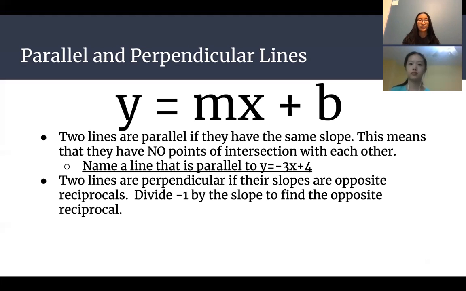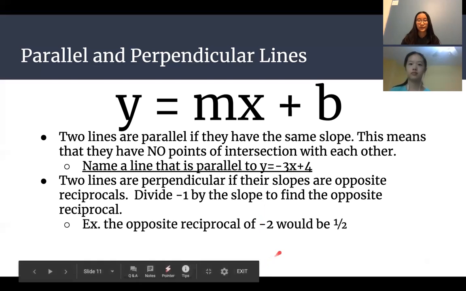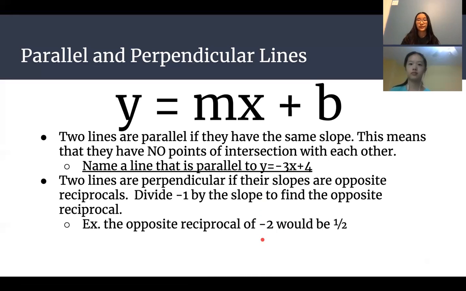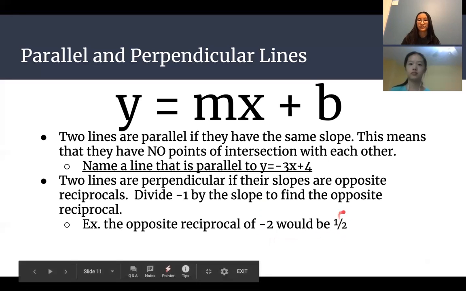And now here's how to find lines that are perpendicular. Perpendicular means that they meet at 90-degree angles. And as for the slope of those lines, they would be opposite reciprocals. In an opposite reciprocal, that means that you divide -1 by that number. So for example here, -1 divided by -2 equals 1/2. Or another way to think about it is to first find the opposite of -2, which is 2, and then you find the reciprocal, so 1 divided by 2, and that gives you 1/2.